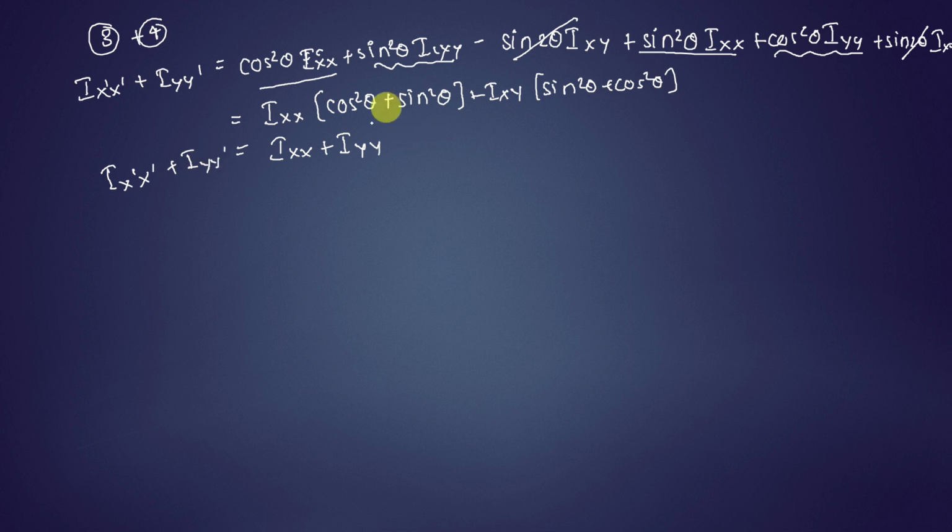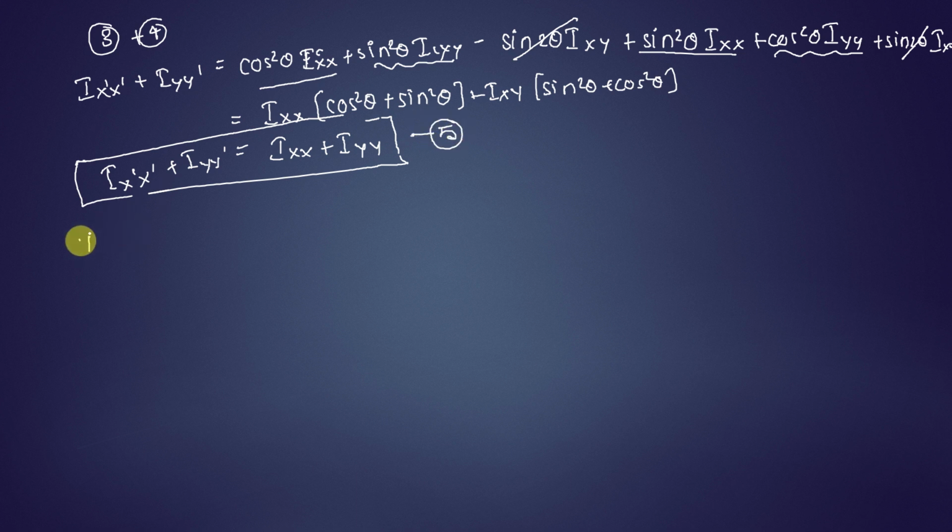From this I can give a simple conclusion: the sum of moments of inertia about the old axis is equal to the sum of moments of inertia about the new axis. So old axes are equal to new axes. Take it as equation number 5.